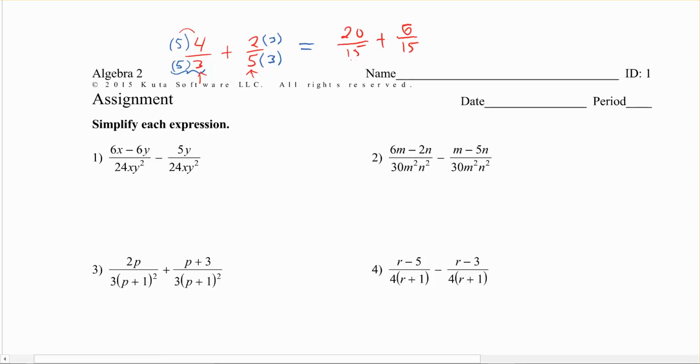Now we did all that just so that we could have 15 being the denominator for both, because now that we have that, our answer is going to be over 15. The denominator stays the same, and then the numerator, we just now add them. So 20 plus 6. So this would be 26 over 15. Okay, so that's a little review about just adding fractions. Now we have to apply that to polynomials.